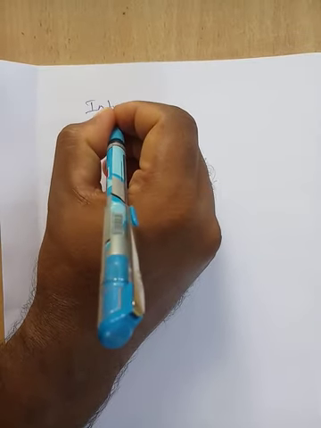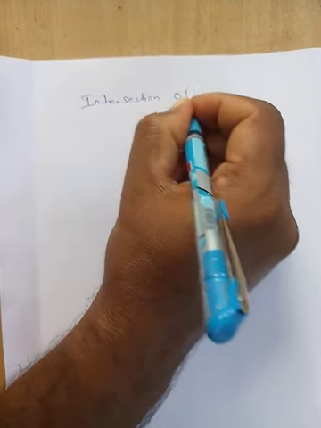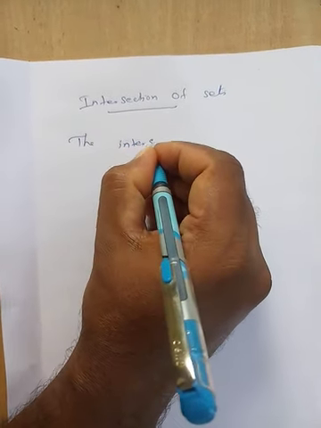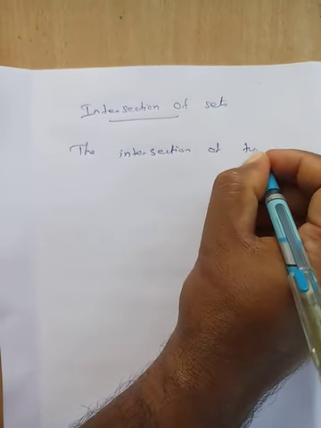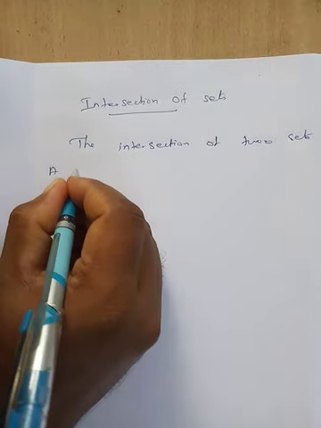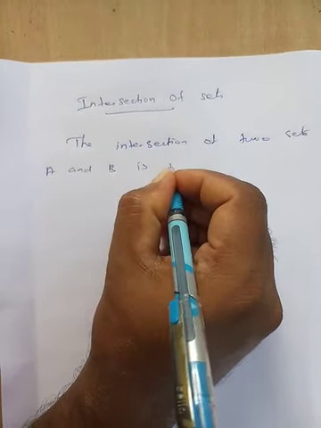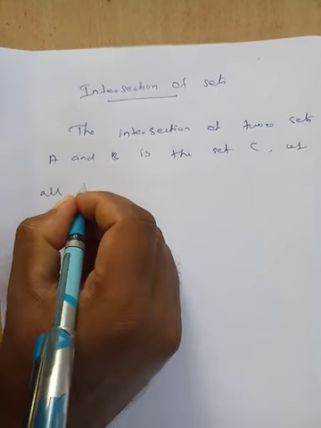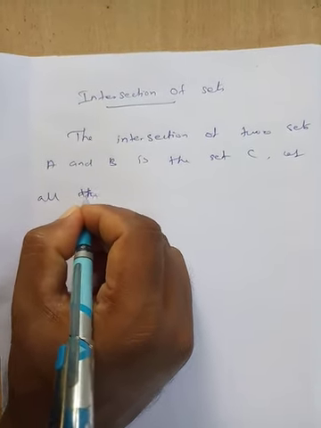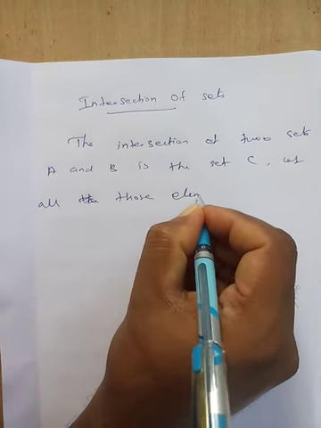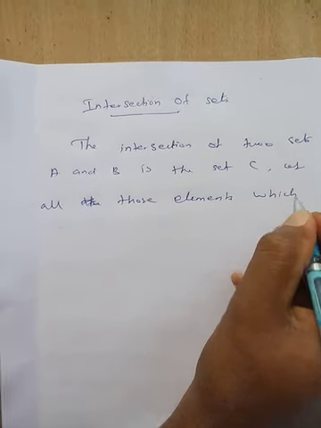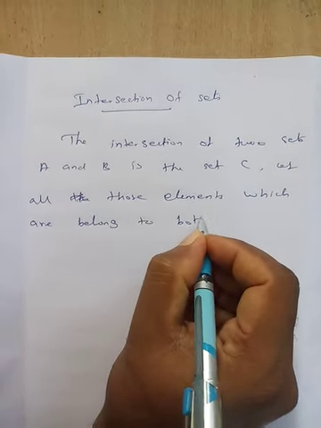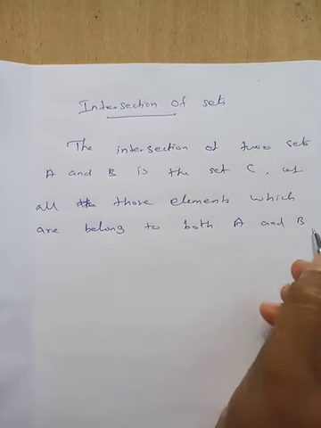Next, intersection of sets. The intersection of two sets A and B is the set C of all those elements which belong to both A and B.